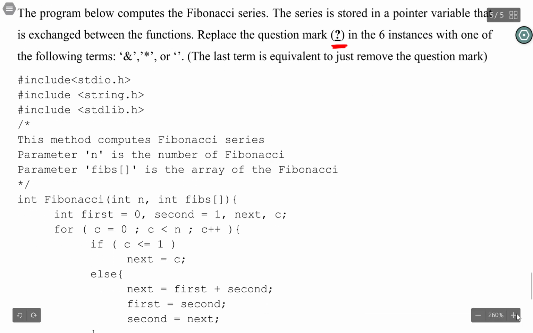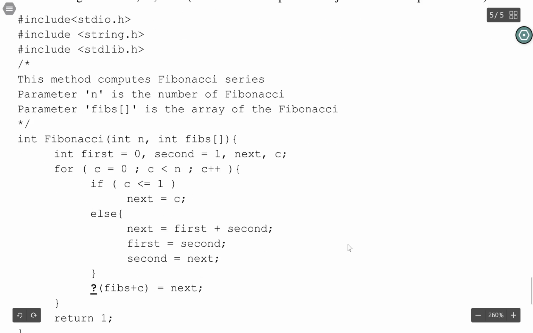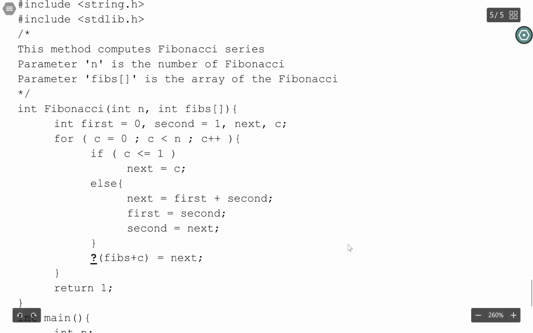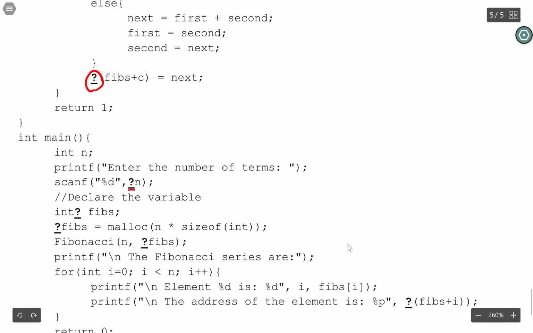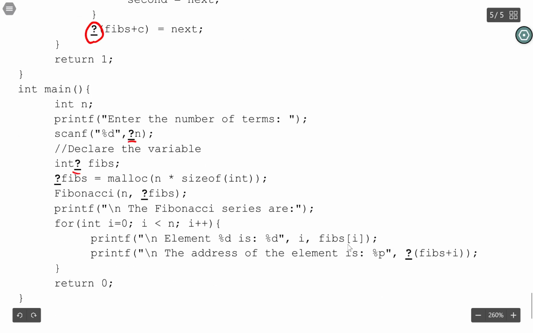With one of the following: the AND operator, the asterisk operator, or nothing. Just replace the question mark with nothing, or replace it by just removing it, okay? So if you look at the program itself, you will find that there are 6 instances, starting here with the first one, the second one here, third, fourth, fifth, number 6.